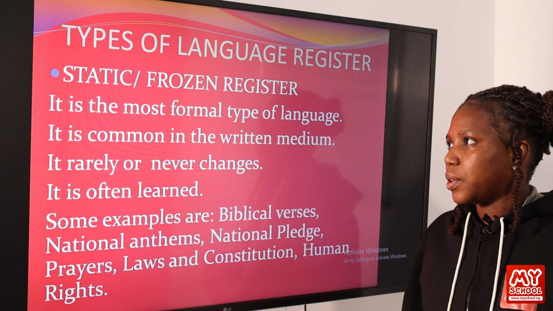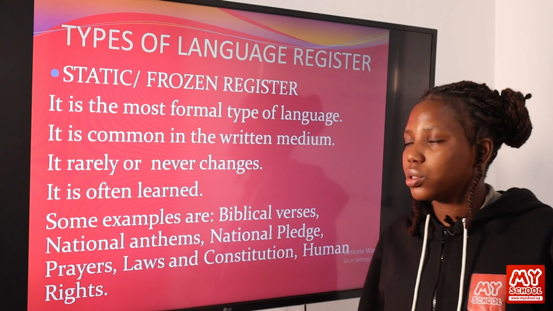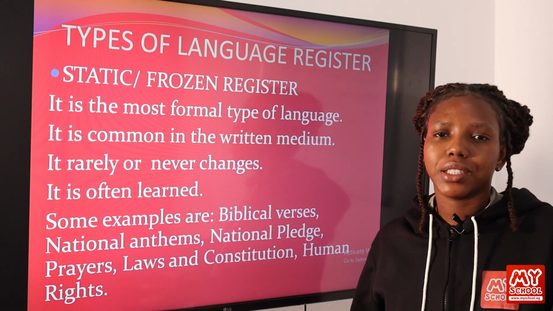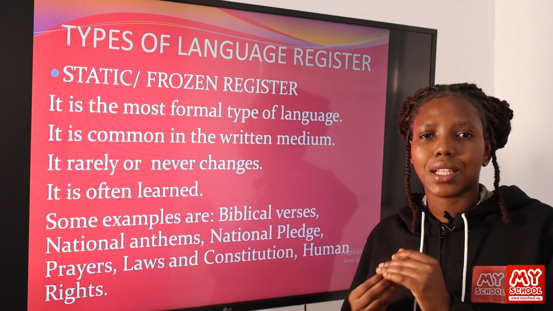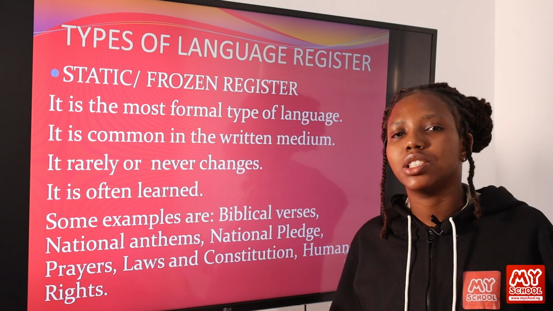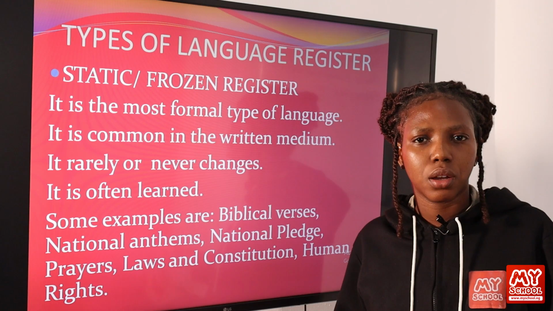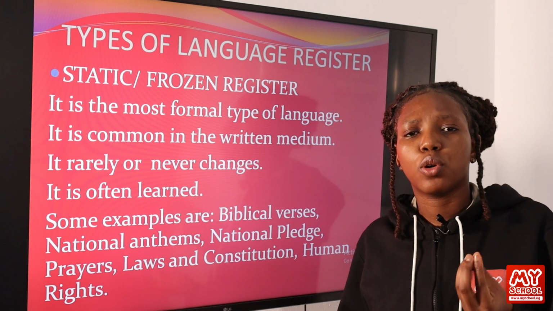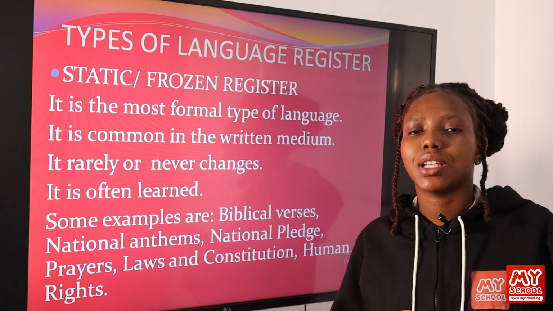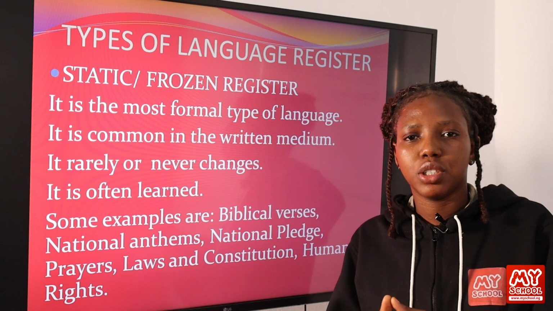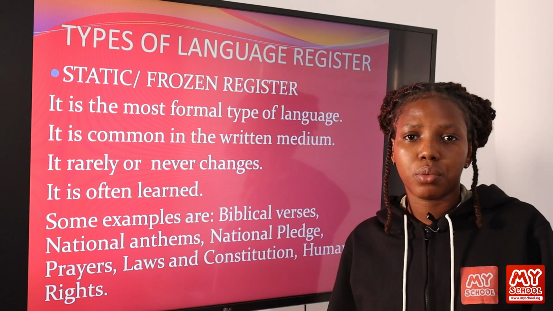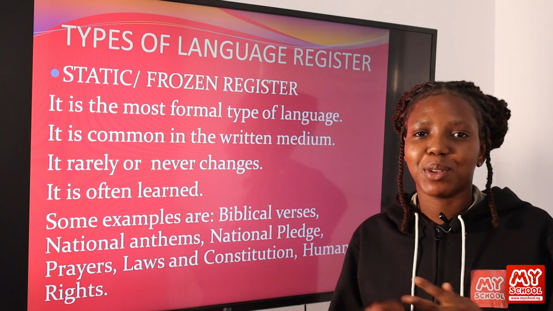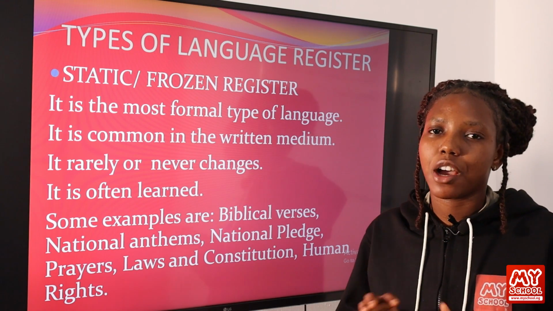Okay, so the first type is the static/frozen register. But before we jump right into this type of register, there's something you need to take note of, and that is, how do we determine the appropriate language register? What are those factors that should be considered for us to decide, okay, this is the appropriate word we need to use in this particular context or situation? Therefore, we have audience, we have location, we have topic, and then we have purpose.